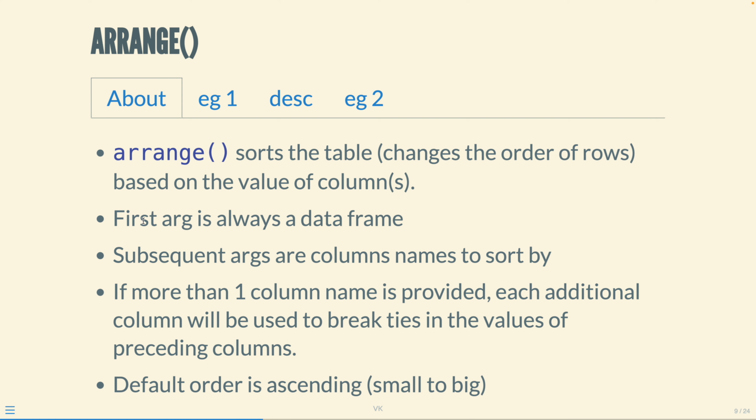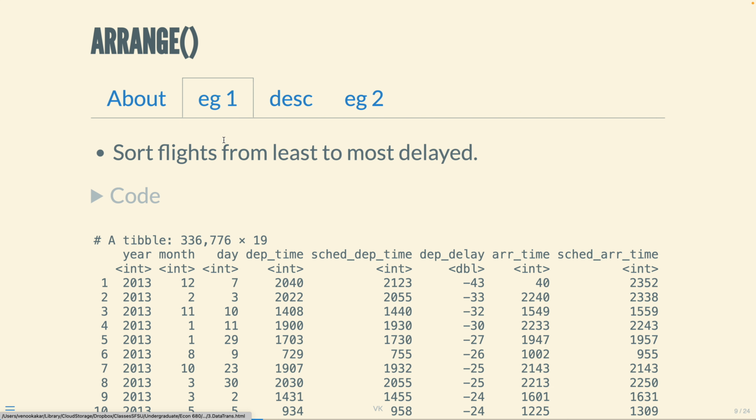So again, the first argument will always be a data frame, and subsequent arguments are just columns that you want to sort. If you supply more than one column name, then each additional column will be used to break the ties in the values of preceding columns. We'll see how. But the default order when you use the arrange verb is that we're going from small to big.